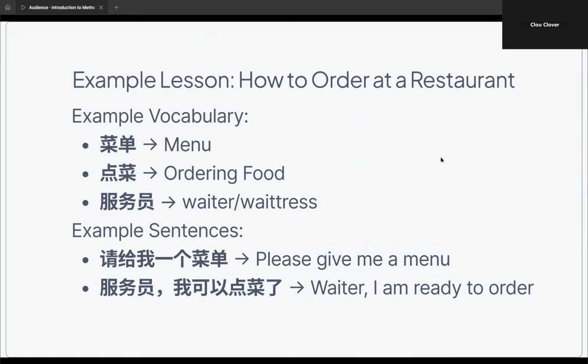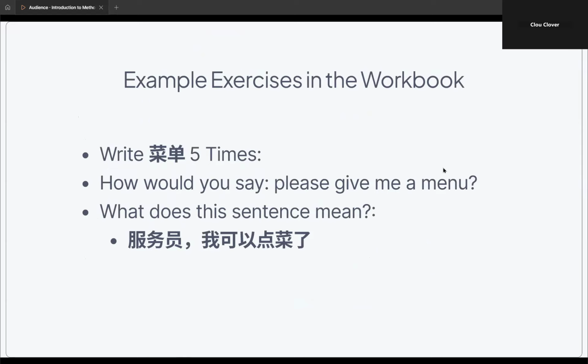So for example, an example lesson might be how to order at a restaurant. And it would have phrases like 菜单, 点菜, 服务员, which is menu, ordering food, waiter and waitress. Then it might also have example sentences such as 请给我一个菜单, please give me a menu. Or 服务员,我可以点菜了, waiter, I'm ready to order. After these example phrases and sentences, you'll have example exercises in the workbook, such as write 菜单 5 times, or how would you say, please give me a menu, or what does the sentence mean, 服务员,我可以点菜.